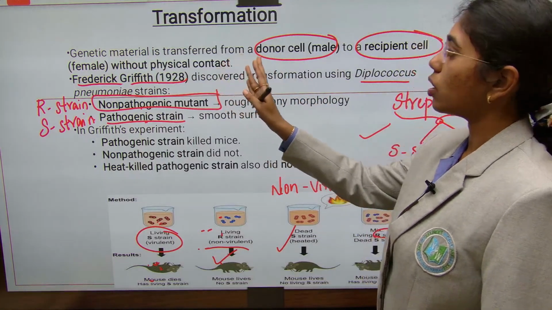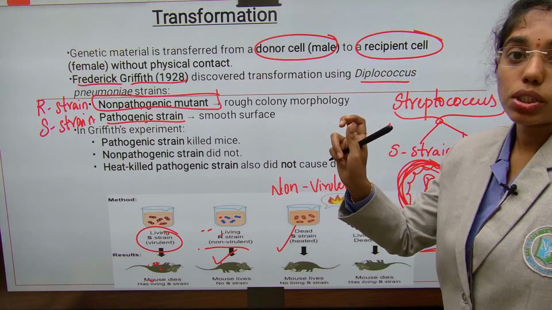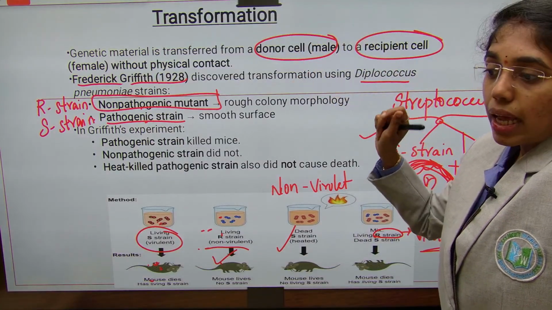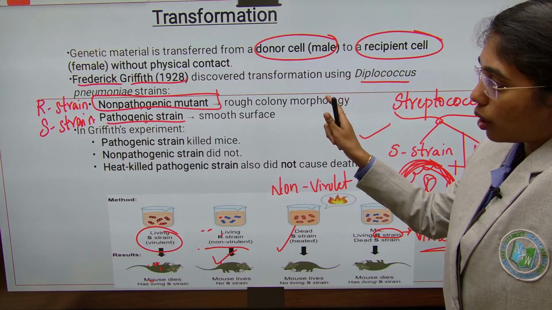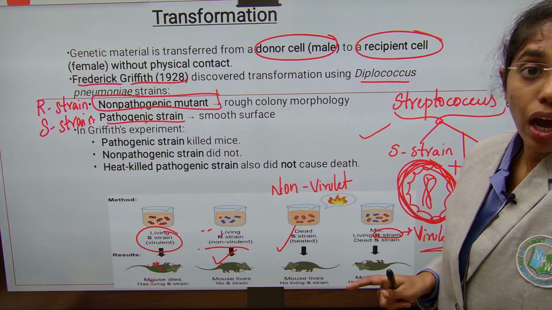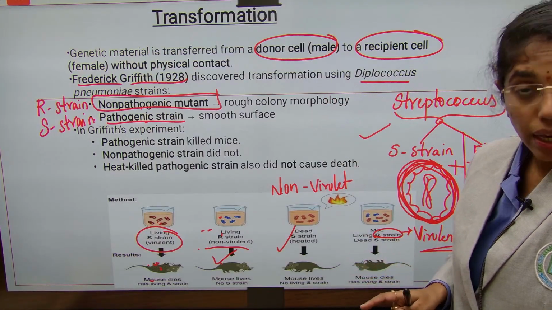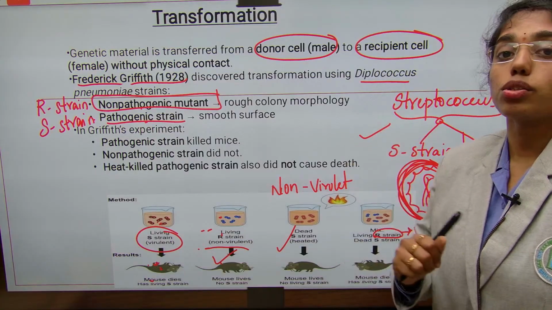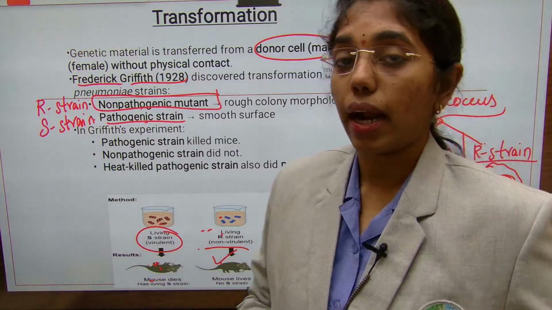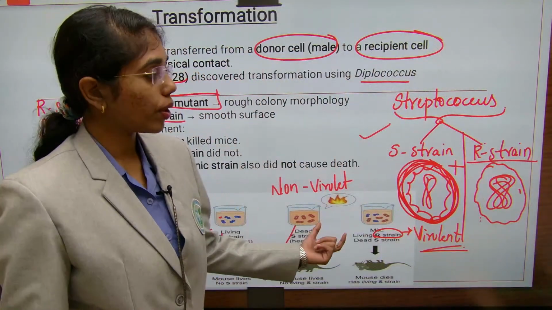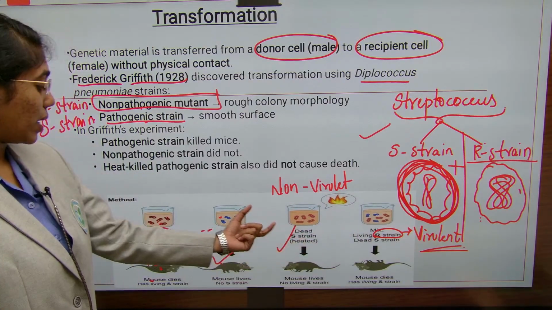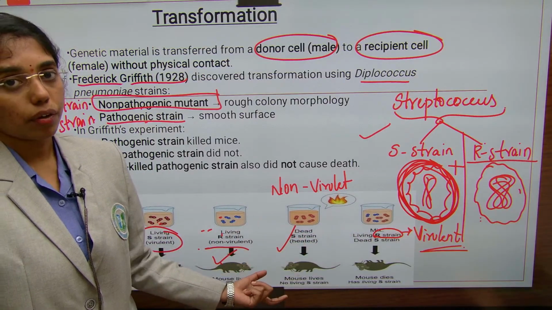Without any physical contact, genetic material is transferred from donor cell to recipient cell. This is proved by the model organism Streptococcus pneumoniae, or Diplococcus pneumoniae. It has two strains of the bacteria: S strain, which is virulent, and R strain, which is non-virulent. This is the methodology of the experiment, and this is the result of the experiment.